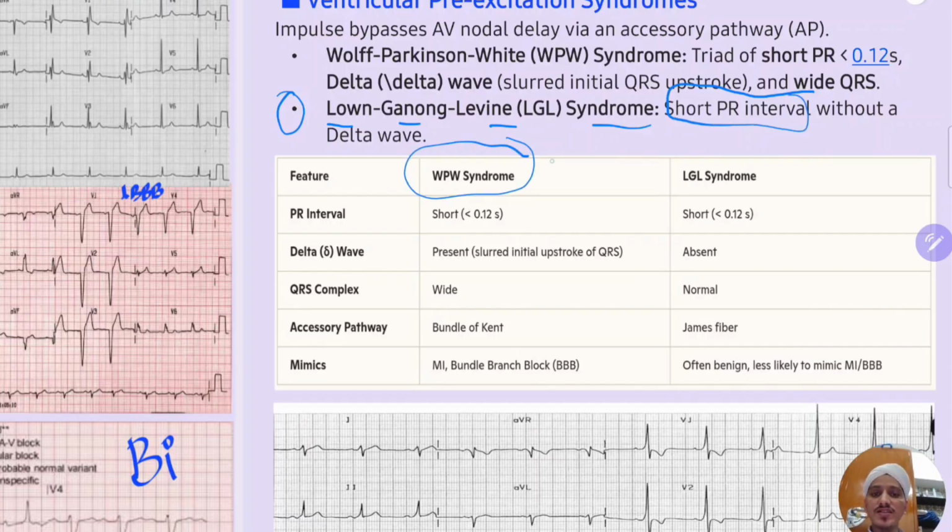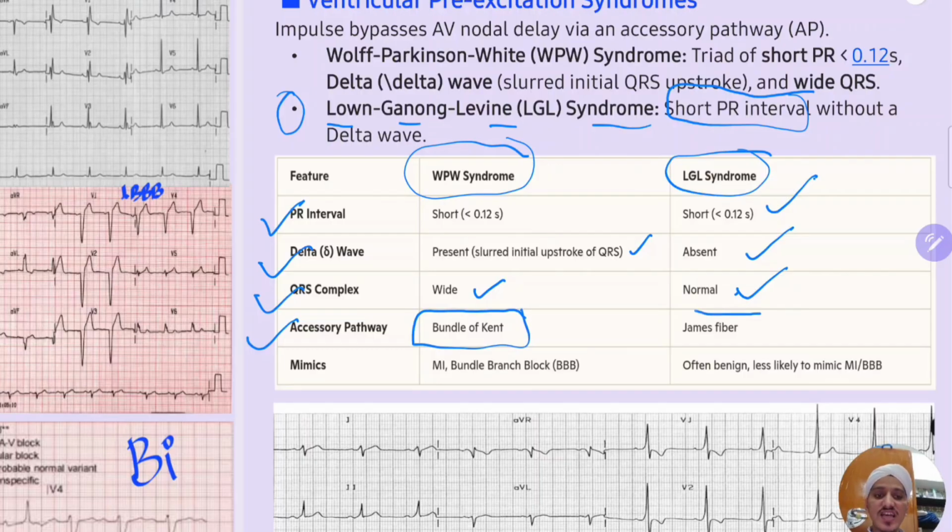So you differentiate this. In WPW syndrome, we have a short PR interval. Delta wave is present here, here it is absent. QRS complex is wide here, here it is normal. What is the accessory pathway name? It is the bundle of Kent. Here it is James fiber. Remember, it is James fiber.